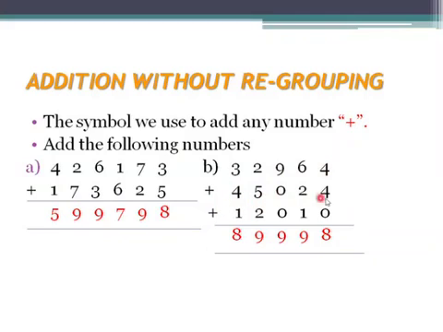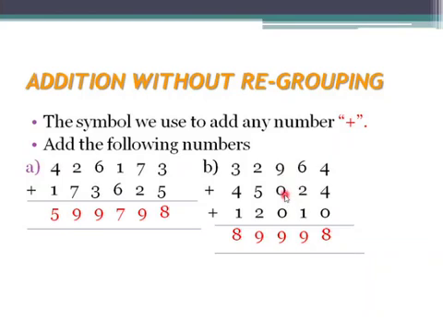Here we have 32,964, 45,024 and 12,010. Now you have to start from the ones column. 4 plus 4 gives us 8. 8 plus 0 is again 8. Next, add the tens column. 6 plus 2, 8. 8 plus 1, 9. So we write this down.